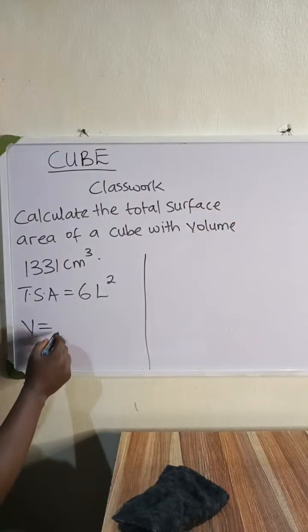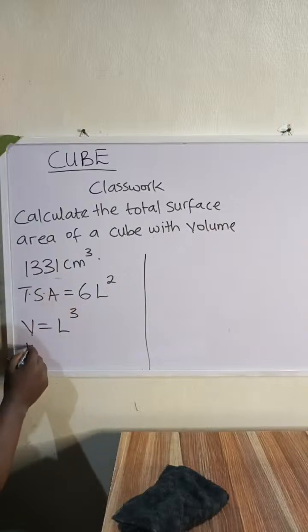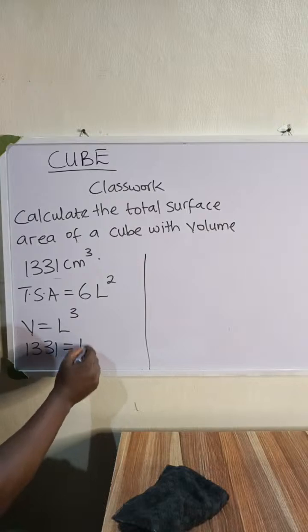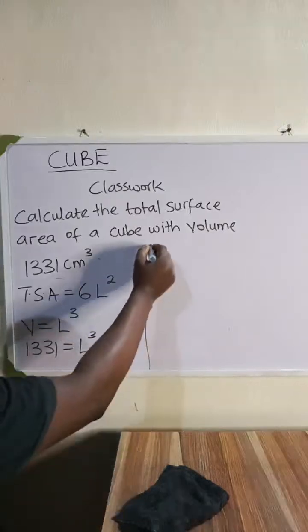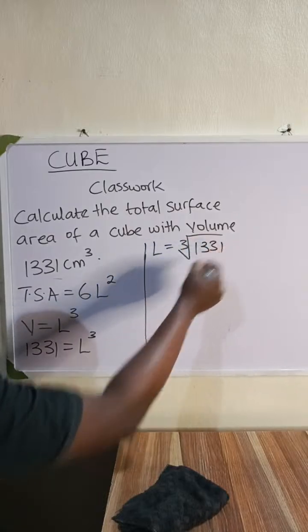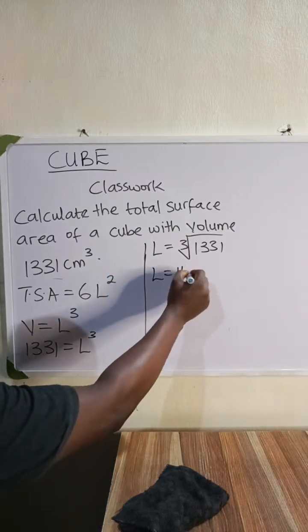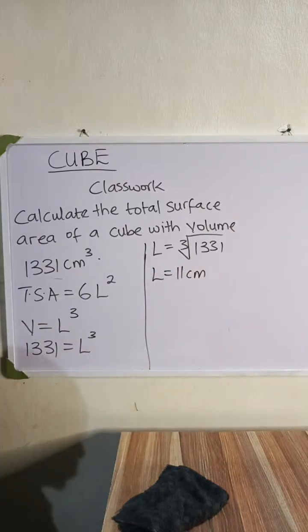Volume is equal to L cubed. So now we know the volume is 1,331. It's equal to L cubed. So L is equal to cube root of 1,331. If you use a calculator to find the cube root of 1,331, you are going to get 11. So our length is equal to 11 centimeters. But our final answer is to calculate the total surface area. That's the target.